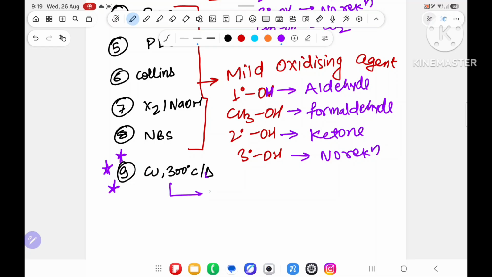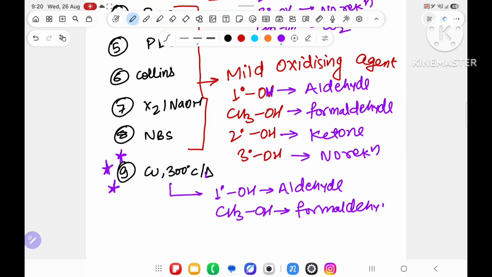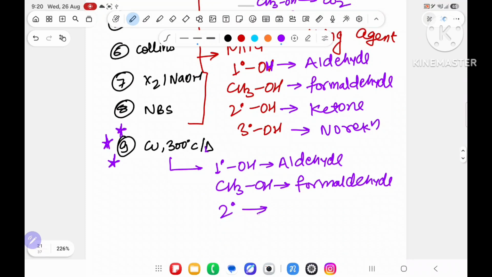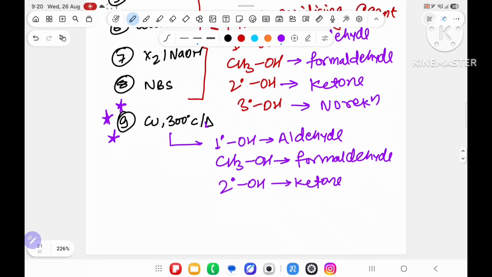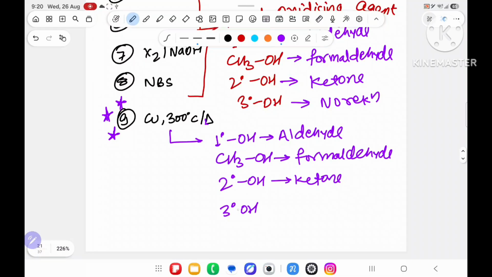So in this part, everything will be as it is: 1 degree alcohol is converted into aldehyde without any doubt, CH3OH is converted into formaldehyde without any doubt, like 4 to 8. 2 degree alcohol is converted into ketone without any doubt. But 3 degree alcohol, up to now, was doing no reaction; it will convert the 3 degree alcohol into alkene. This is the best part.